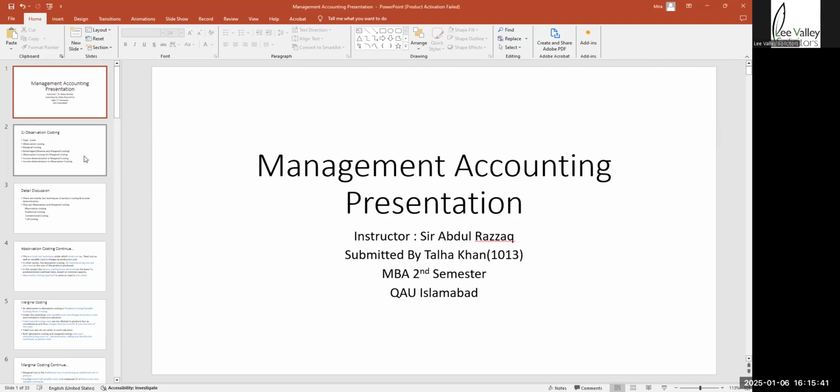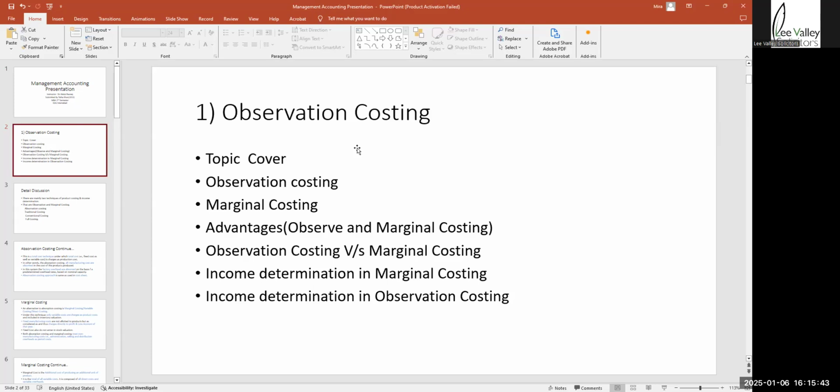First of all, there is absorption costing. This topic will cover absorption costing, marginal costing, advantages, absorption costing versus marginal costing, income determination in marginal costing, and income determination in absorption costing.